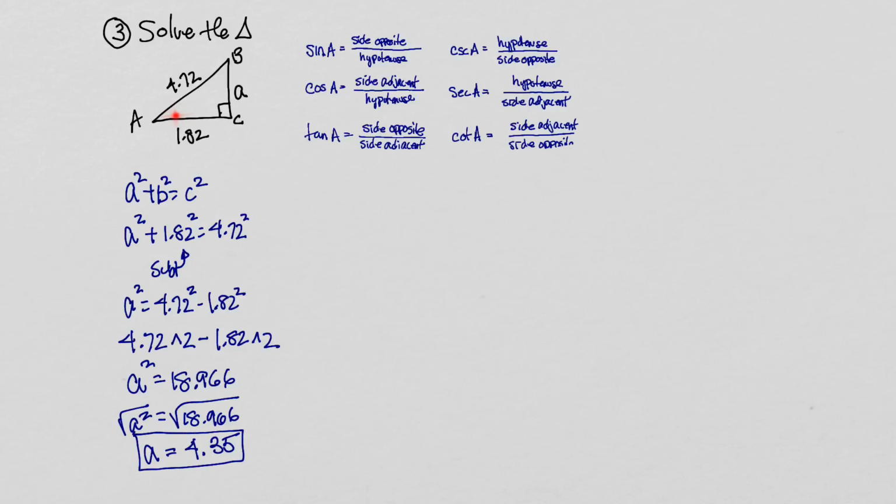Now, why don't we get this angle A here? So here's what we know. What do we have here? Well, I want that angle, so I've got an adjacent side and a hypotenuse, but I also have the opposite side and the hypotenuse. The opposite side and the hypotenuse, that's the sine, but the side adjacent and the hypotenuse, that's the cosine.